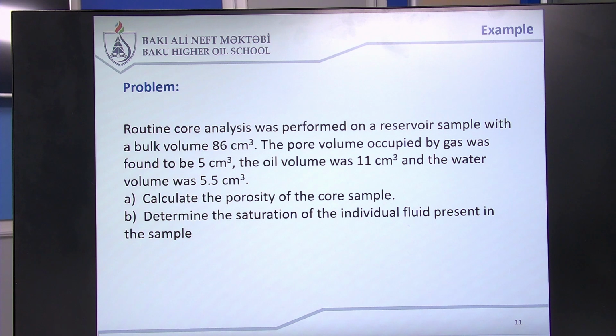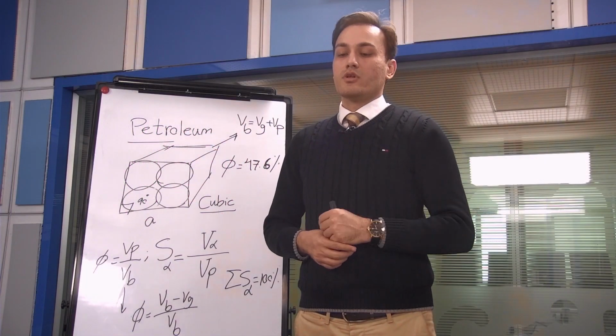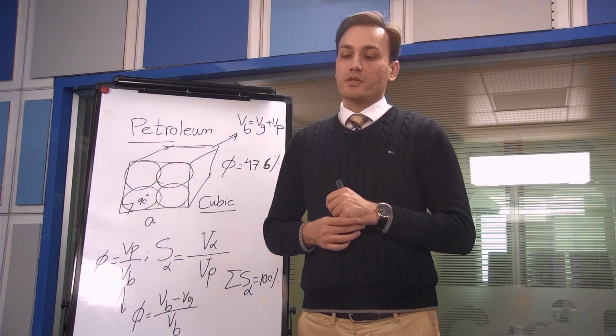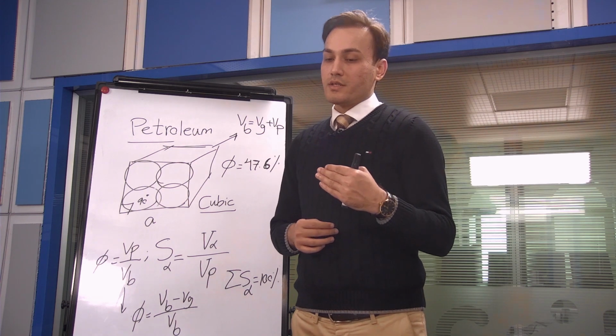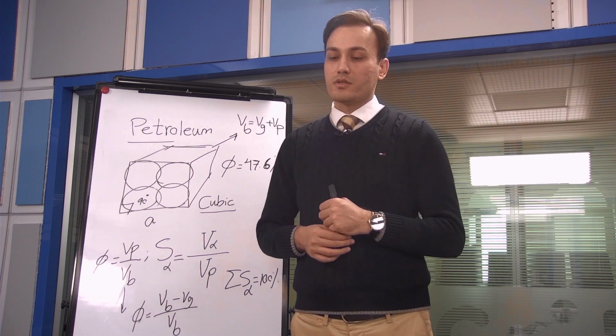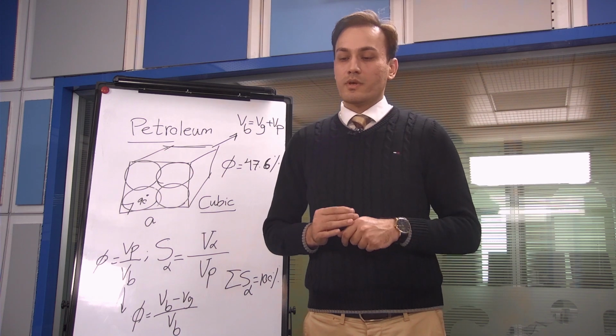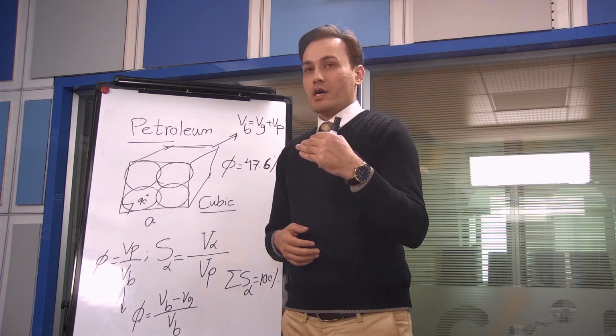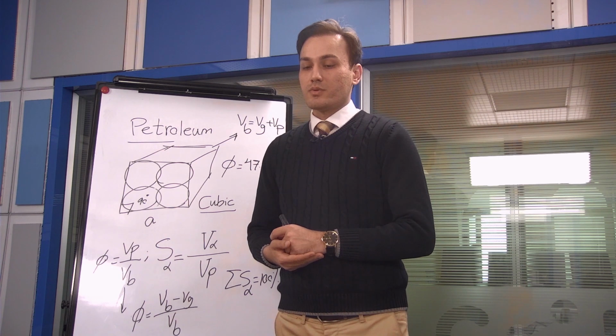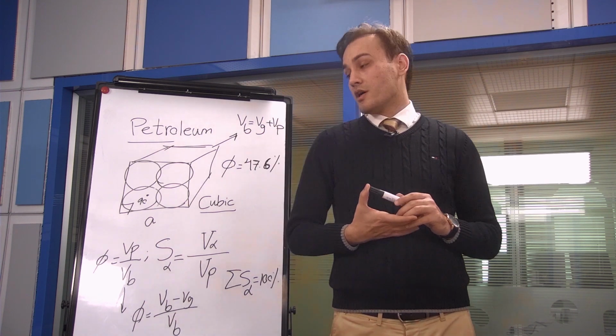Another problem is also given. We said that the porosity can also be measured in core analysis, which we call routine core analysis or RCAL. So there is some analysis done on a core taken from a reservoir. It has a bulk volume of 86 cubic centimeters, and we know that the volume for gas is 5 cubic centimeters. We have the oil volume and we have the water volume. As a first part of this problem, we need to find the value for the porosity.